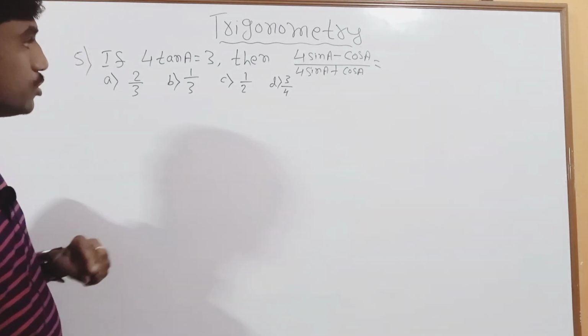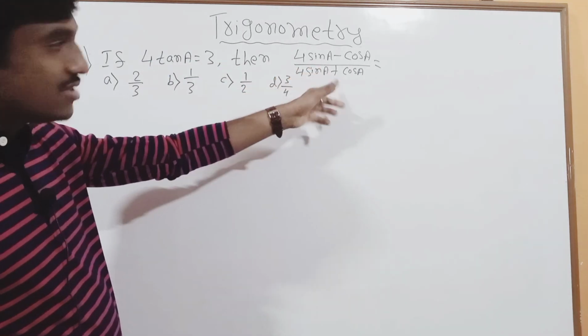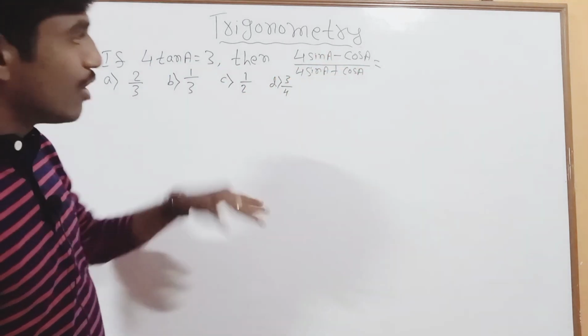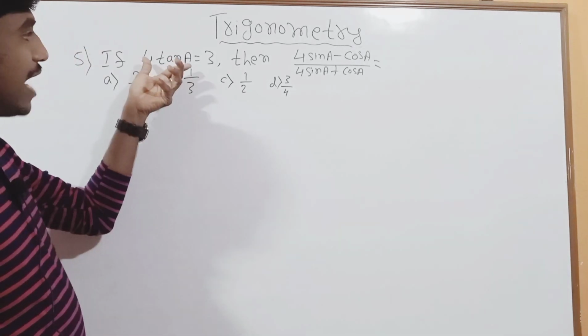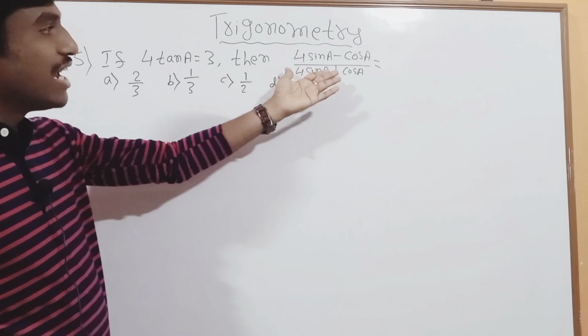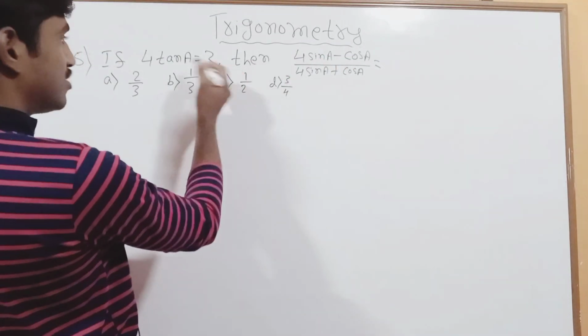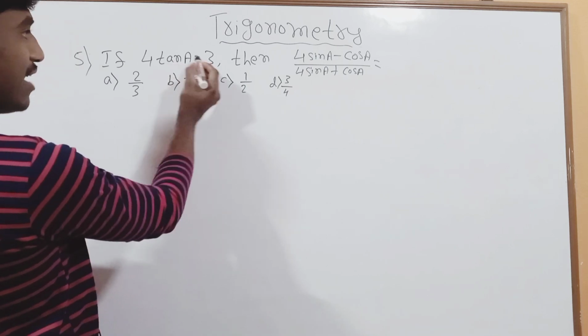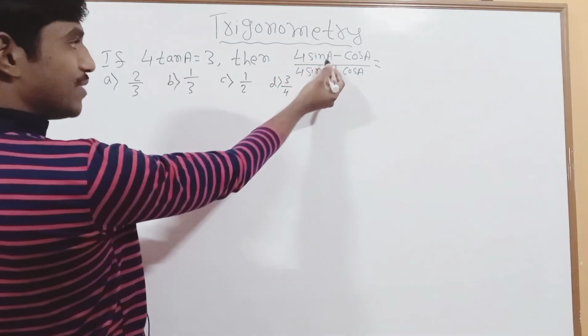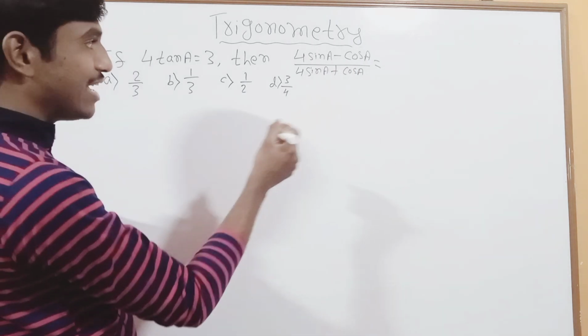If you observe this question, it is given in terms of tan. So here we have to express sin A and cos A in terms of tan. That's one way. The other way is, tan A is equal to 3 by 4, and use Pythagoras theorem to get the value of sin and cos, and substitute here. That's the usual way, and we will solve in the other method, that is 4 tan A equals 3. So we will try to express the given expression in terms of tan.